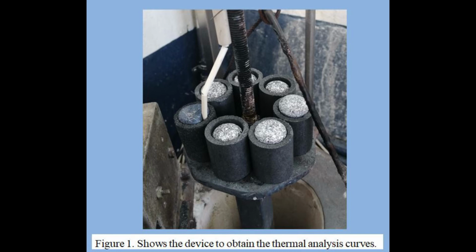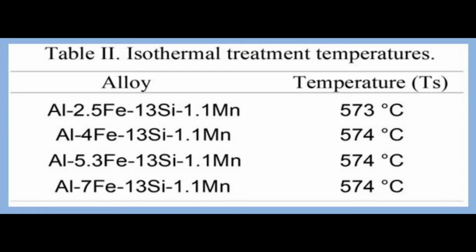After having prepared the 4 alloys, the solidification sequence and the formation temperatures of the intermetallic phases are determined through thermal analysis curves, for which an experimental device similar to the one used by Backerud was implemented. The forming temperatures indicate the temperature at which the isothermal treatment will be carried out. Table 2 shows the temperature for the isothermal treatment, for which the first alloy has a forming temperature of 573 degrees Celsius. The other alloys have a forming temperature of 574 degrees Celsius.